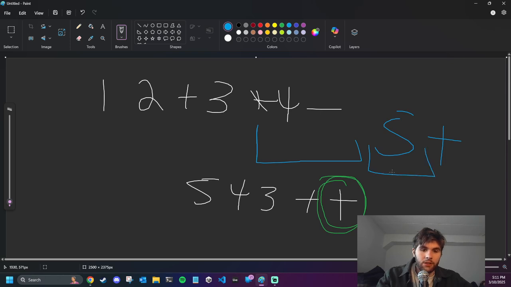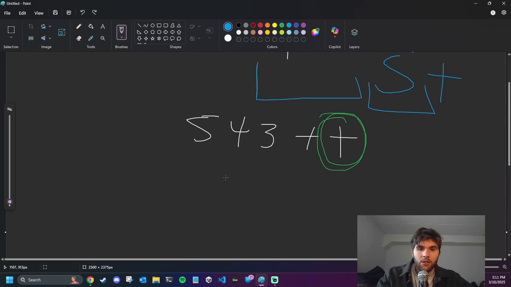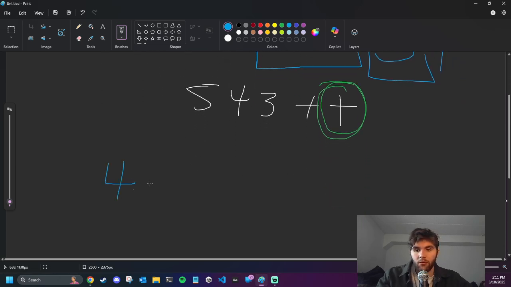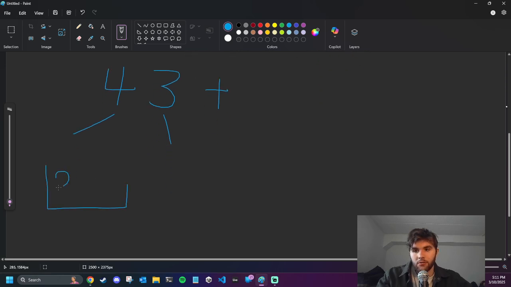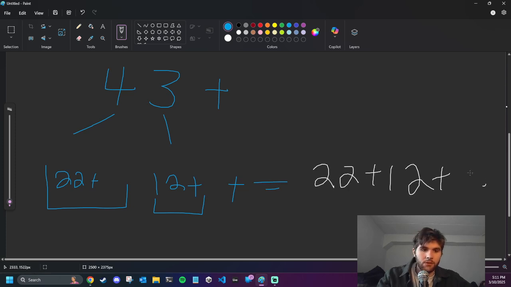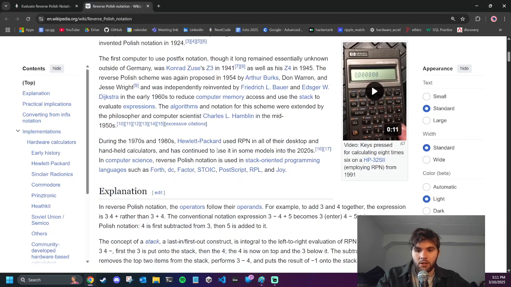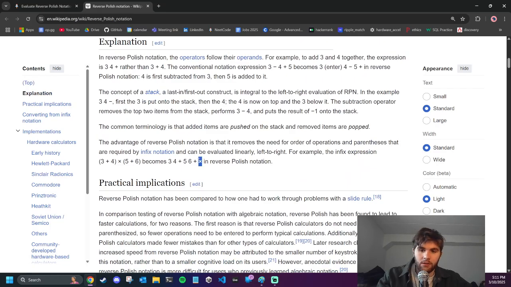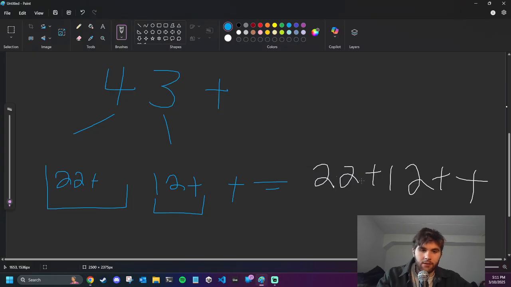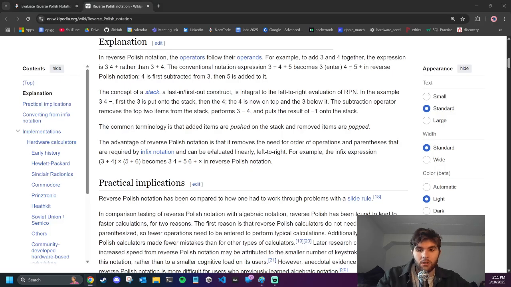But couldn't this also be, so let's say we had 4, 3 plus. Okay, this is definitely valid. So couldn't we expand these into, let's say, 2, 2 plus and 1, 2 plus, and then plus? So the whole string would be 2, 2 plus 1, 2 plus plus. Is that valid? Let me look at any examples. Yeah, so, okay, perfect. So here is exactly what I'm describing, except there's a times. Okay.